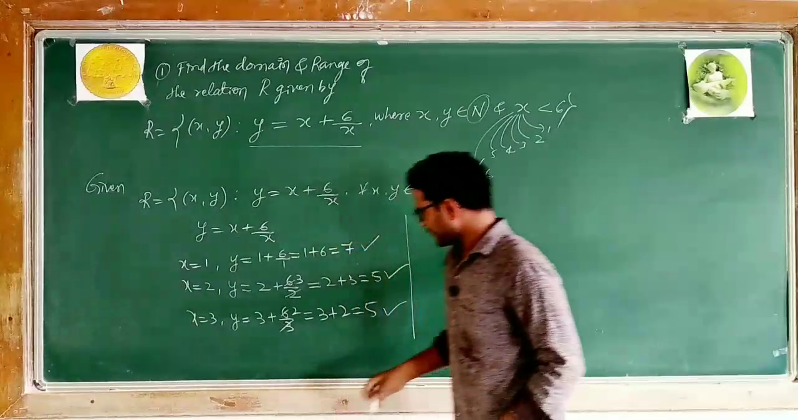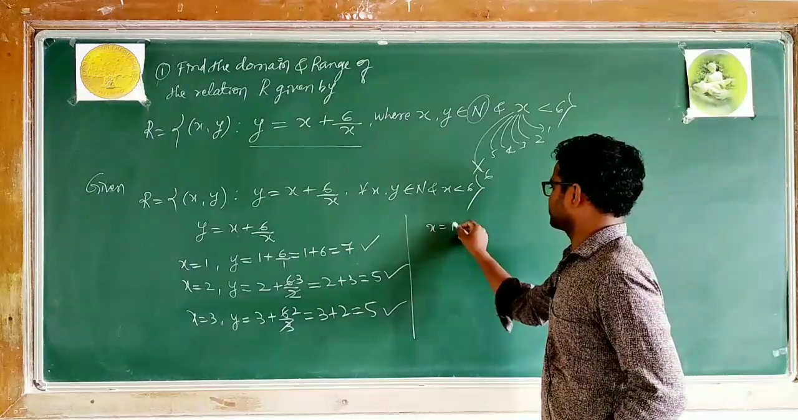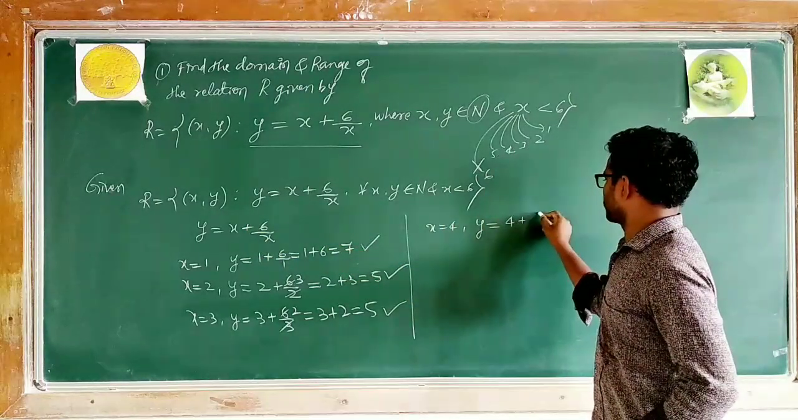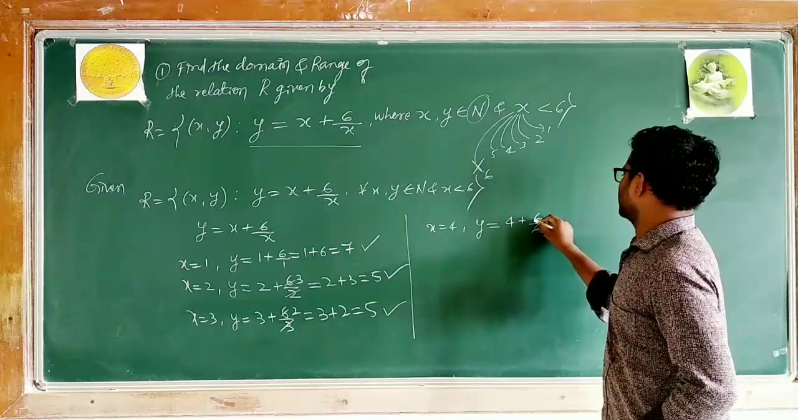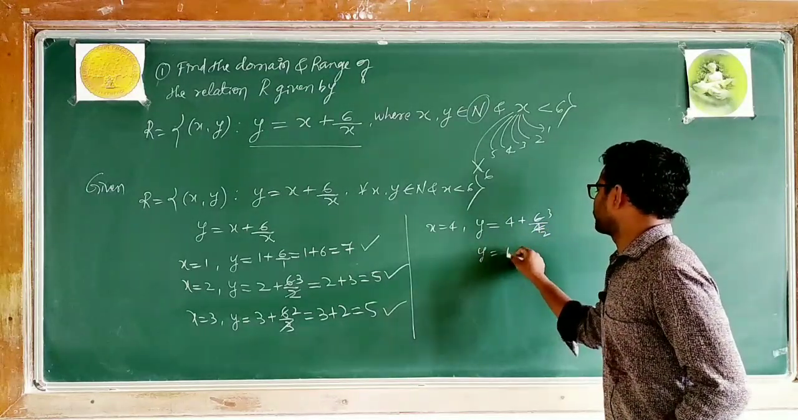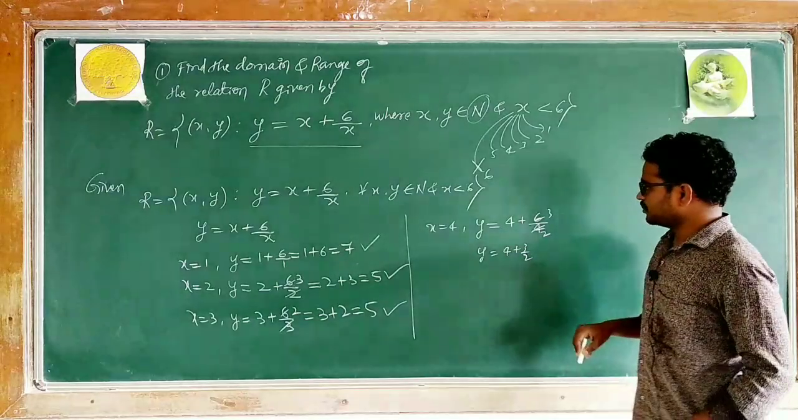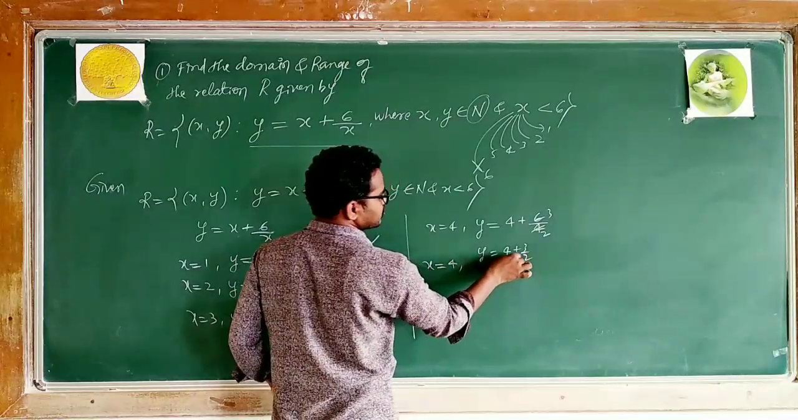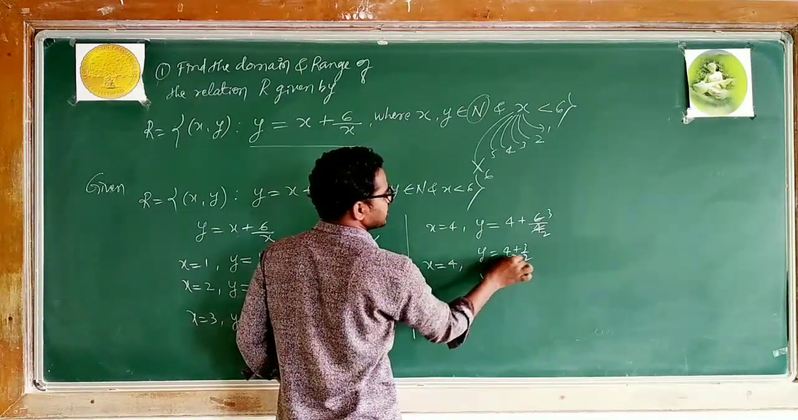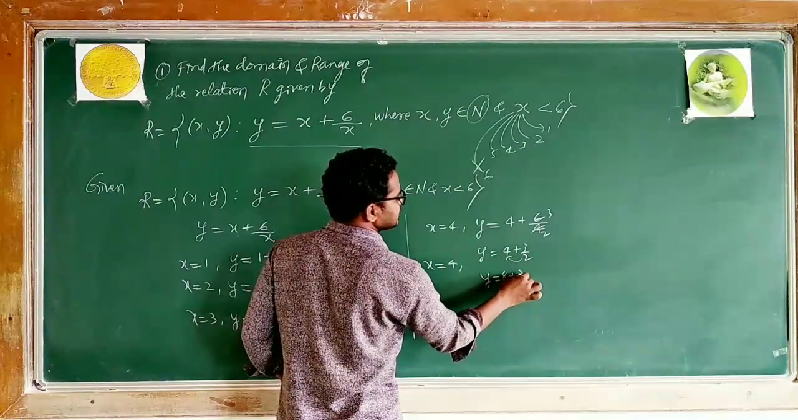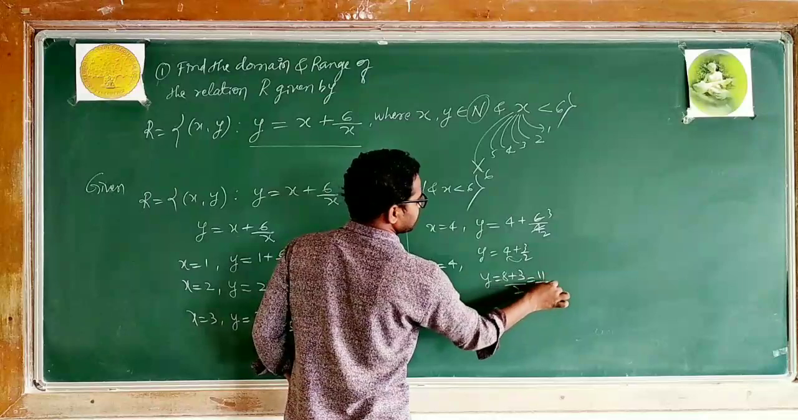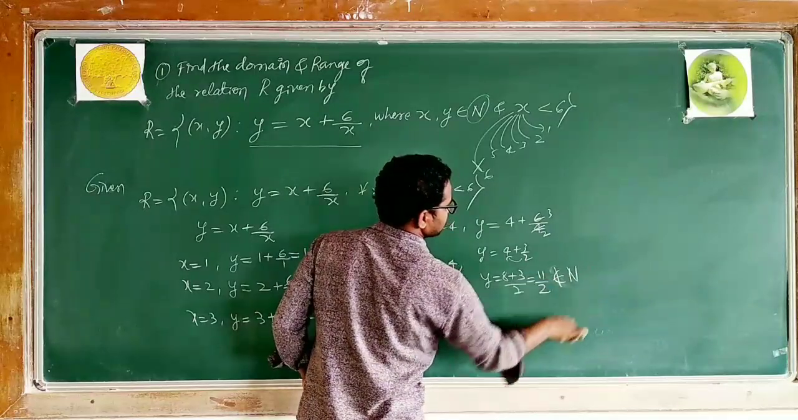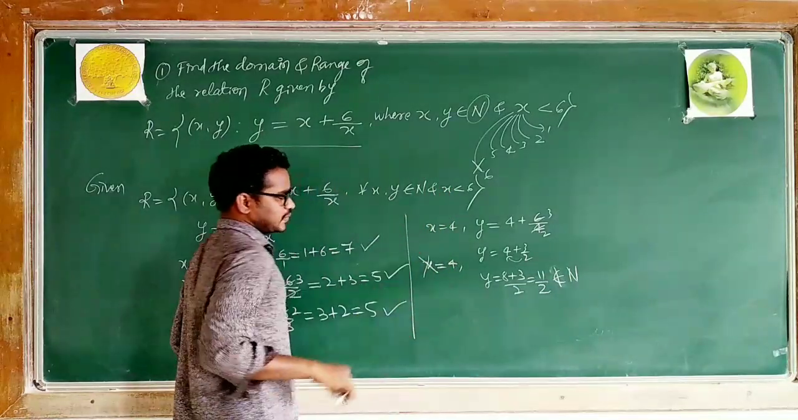Still more. Now I can say when x is 4, y is what? According to this, 4 plus 6 divided by 4, which means 2 over 3, 4 plus 3 by 2. Here you are getting x is equal to 4, but y is equal to, taking LCM, 4 into 2 is 8, 8 plus 3 divided by 2. What happened? It is 11 divided by 2. It is not a natural number. I can say y does not belong to the natural numbers, which means don't consider this x value.